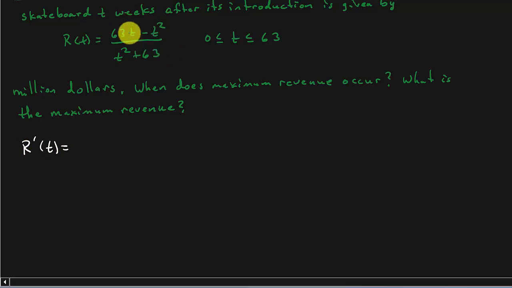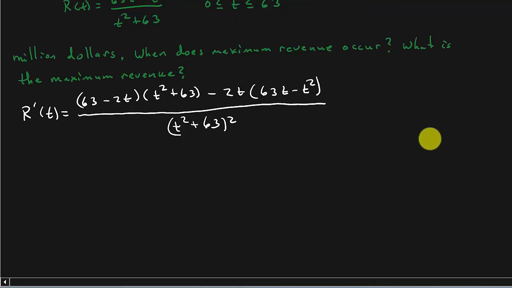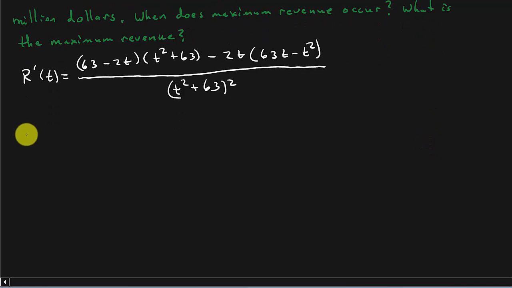So the derivative is the derivative of the numerator, which is 63 minus 2t, times the denominator, minus the derivative of the denominator times the numerator, all over the denominator squared. All right.